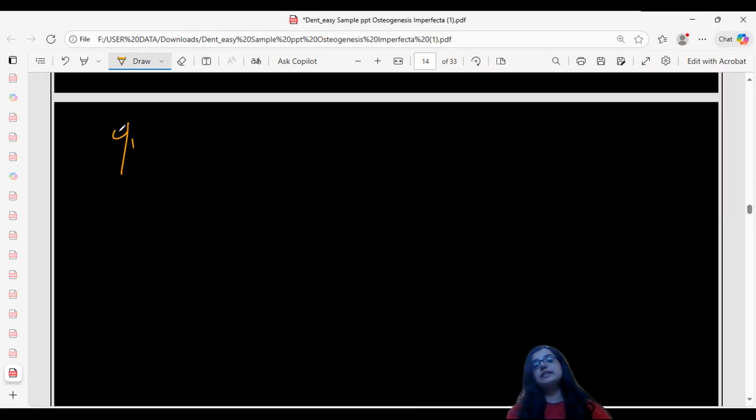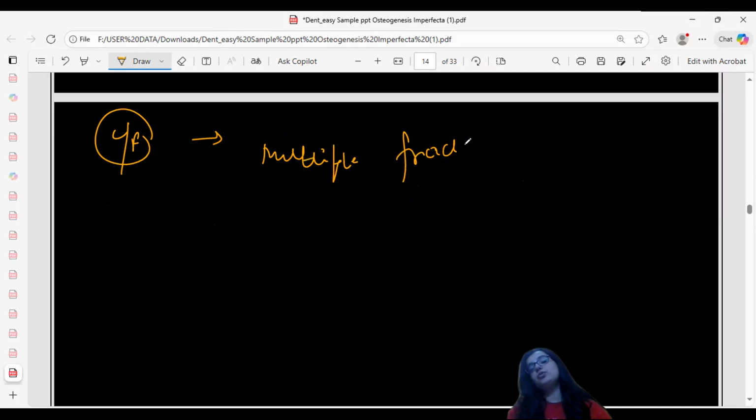क्लिनिकल फीचर्स वापस से वही सारे फीचर्स हो गए. मल्टीपल फ्रैक्चर्स ऑलरेडी डिस्कस्ड. मल्टीपल फ्रैक्चर्स हो सकते हैं. ब्लू स्क्लेरा हो सकता है. ब्लू स्क्लेरा क्यों हो रहा है डिस्कस हो चुका है. कार्डियो पल्मनरी कॉम्प्लिकेशंस क्यों हो रही है, दो रीजन से हो रही है.